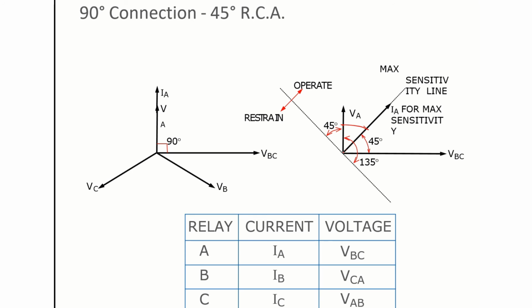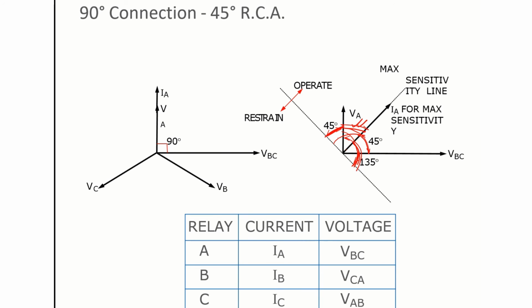And we know that from here this angle is 90 degree. So if this angle is 90, this angle is already 45. So this angle with respect to it is 45. Likewise in this direction, this angle is 45, and we know that from here to here my total angle is 90 degree. So this is 90 and this is 45. So with respect to A phase, this angle is 135.